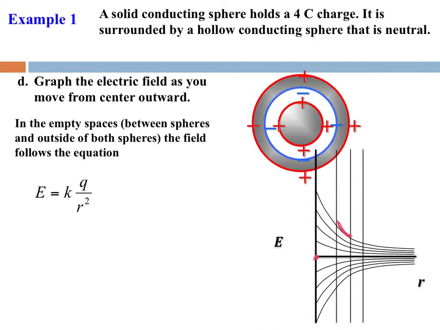Again, as we move from this inner sphere to the outer sphere, we do have electric field lines like we saw and drew in the previous examples. Now, in between this negative and positive charge, because again, it's a conductor, we're still not going to have an electric field. So again, it jumps back down to 0.